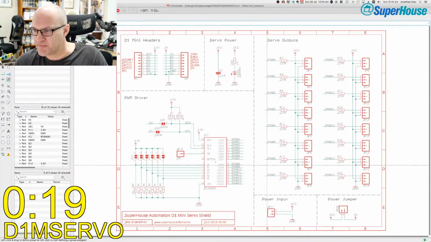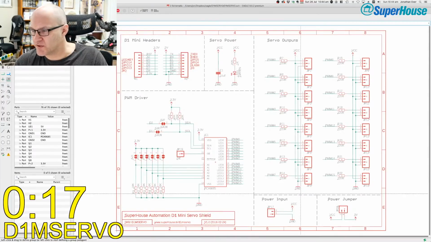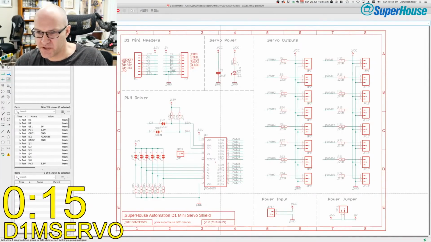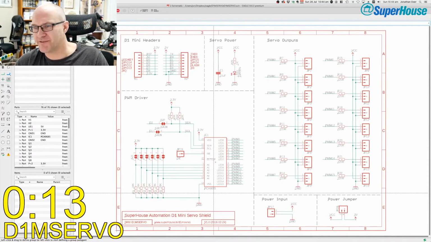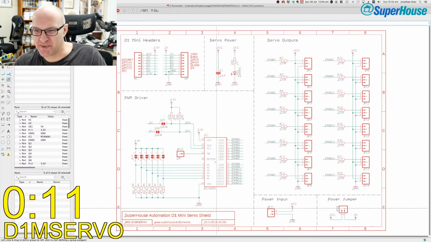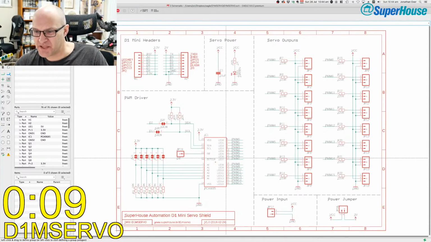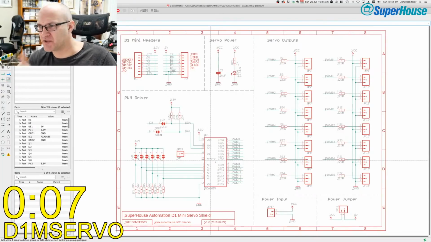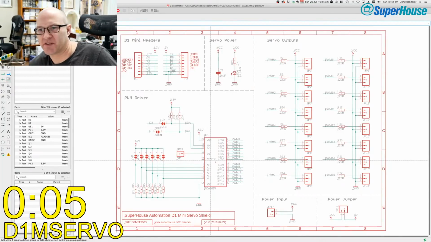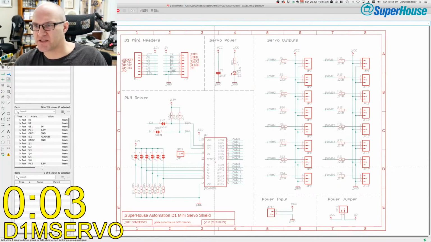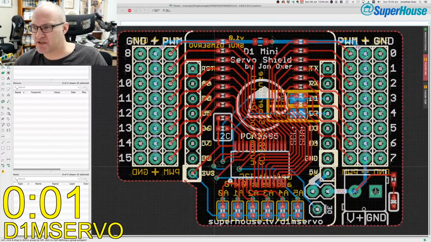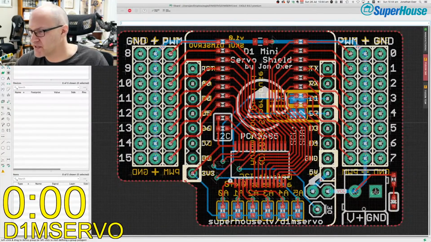Among others, it's got outputs for, how many have we got here? 16 servos. And in fact, I could have used this to run the Internet of Party Poppers, and a PCA 9685. So electrically, this is actually the same as the Party Popper controller that is doing this. So you plug this into a Wemos D1 Mini, and you can control 16 servos.